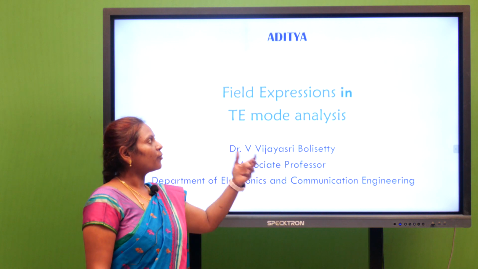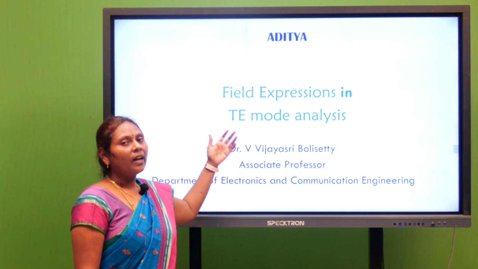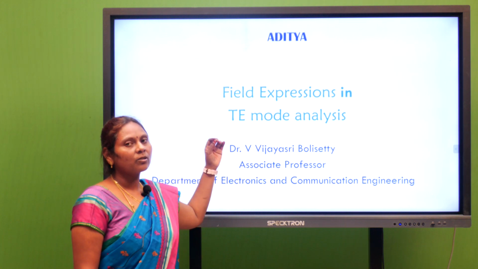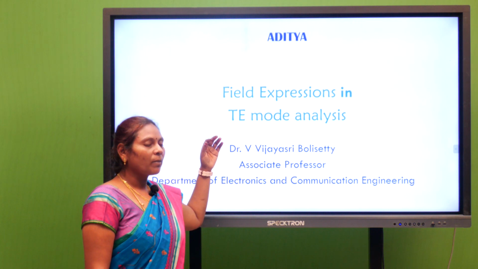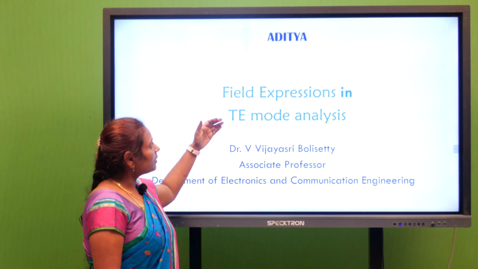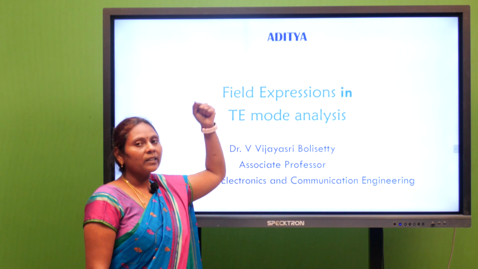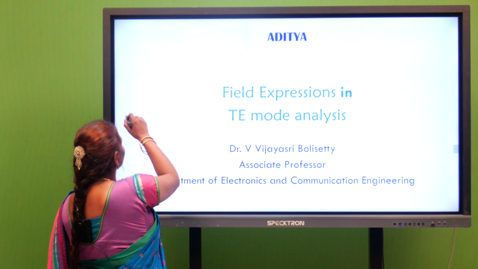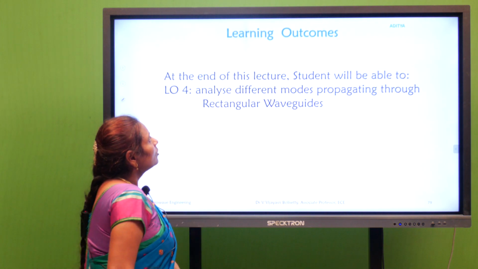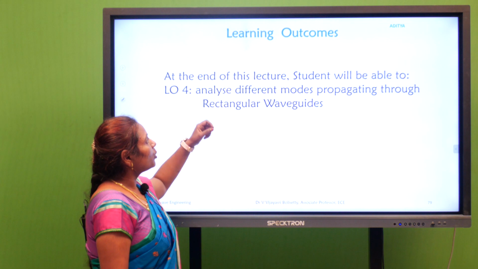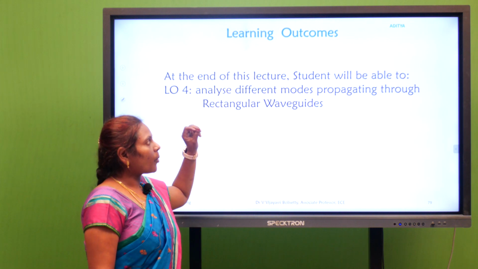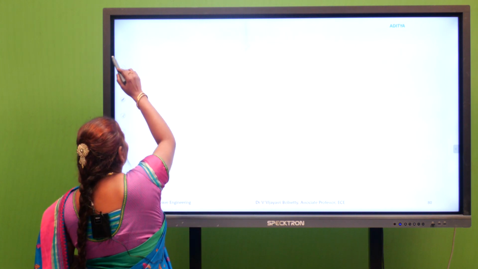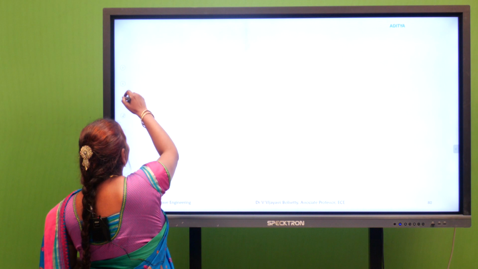In the previous session we have seen what a TE wave equation is, that is, we have derived Hz. Hz is equal to some C cos(m pi by a x) cos(n pi by b y) e power j omega t minus gamma z. Now, using that expression, let us derive the field expressions in the TE mode analysis. At the end of the session, the student is able to analyze different modes that are propagating in the rectangular waveguides. So now let us see what the field expressions are.